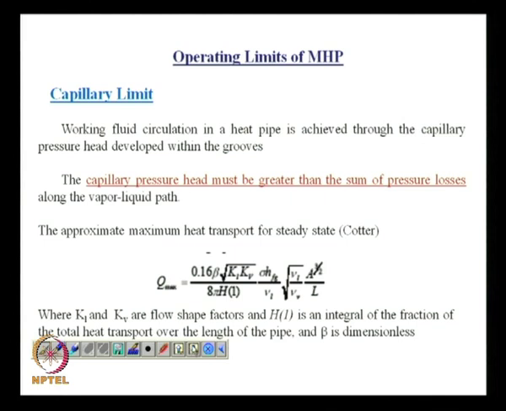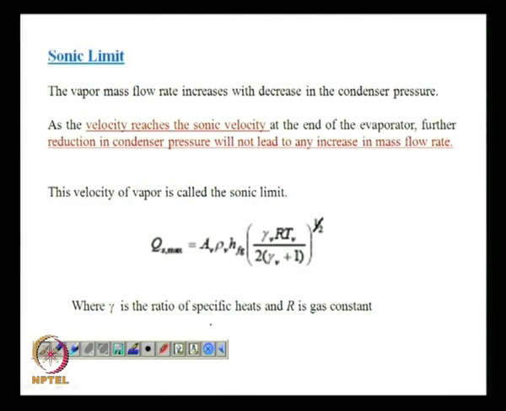So, we already know what the capillary limit is. Let us go to the next limit that one can think of. It is called the sonic limit. Now, if you increase the heat flux to the evaporator, vapors are going to be generated. The volume of vapor generated per unit volume of liquid evaporated is very large. So, through the channel available for the vapor to flow towards the condenser section, it is going to travel at high speed towards the condenser.